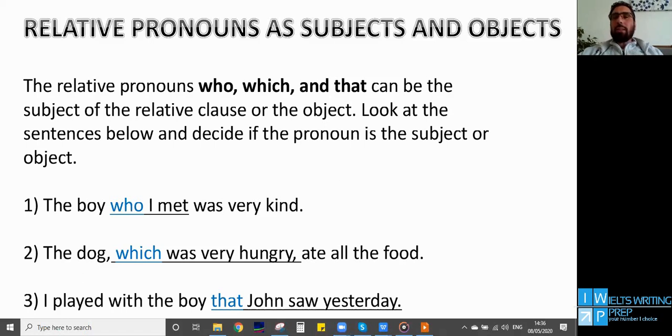Please, can you comment in the chat and tell me how you knew that which is a subject? How do you know? How can you be sure? Thank you. Okay, it comes before a verb. So now we know. Okay, excellent.